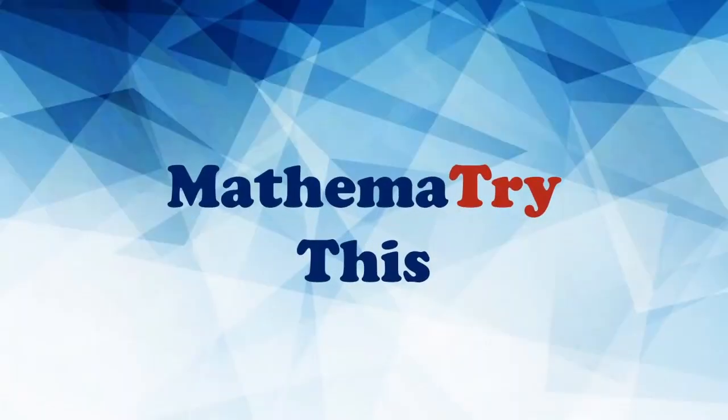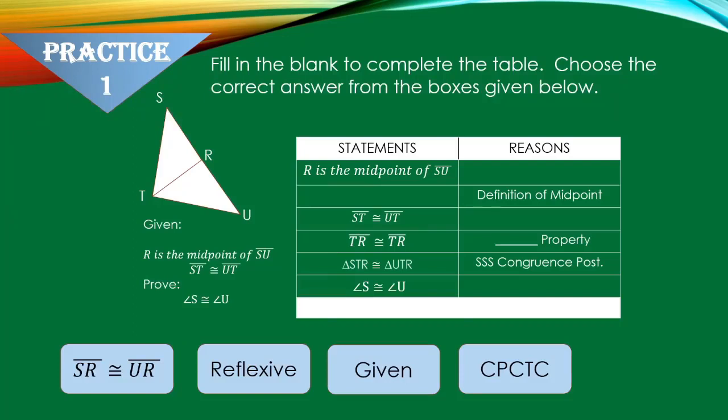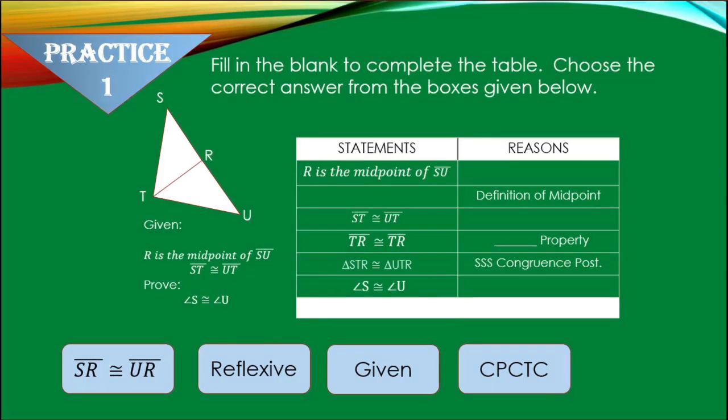Matcha, try this. For practice exercises, fill in the blank to complete the table. Choose the correct answer from the boxes given below. Given, R is the midpoint of segment SU. Segment ST is congruent to segment UT. Prove that angle S is congruent to angle U.